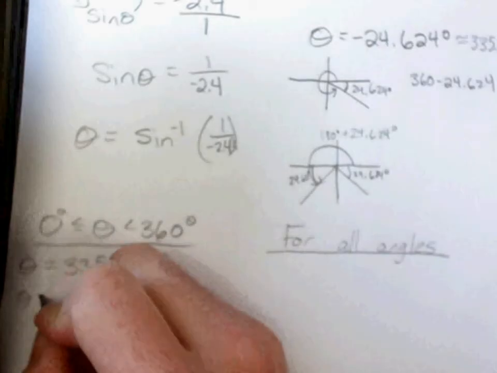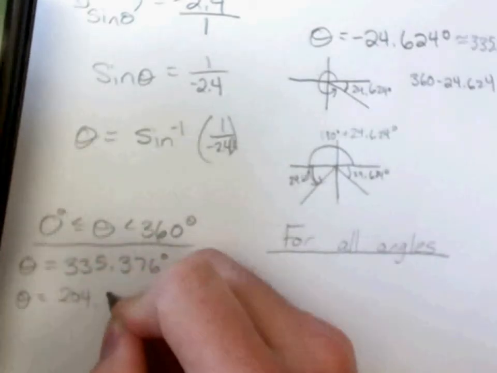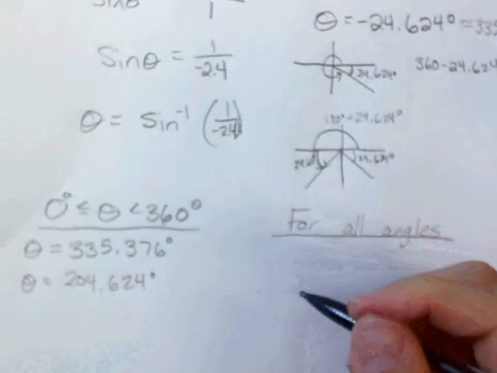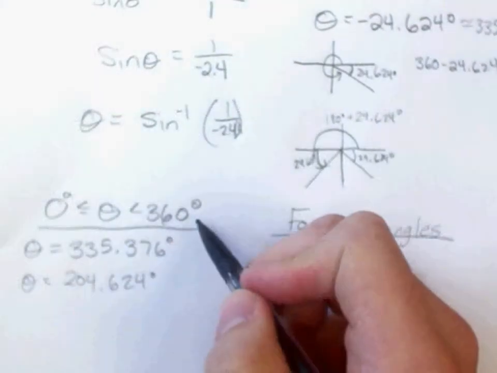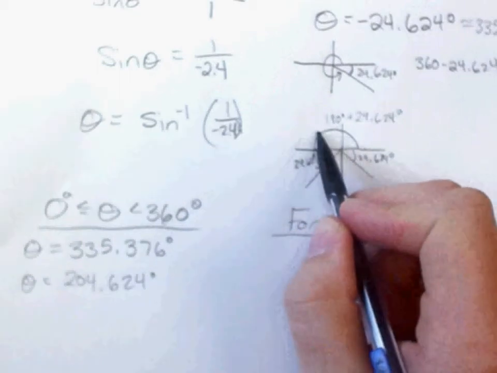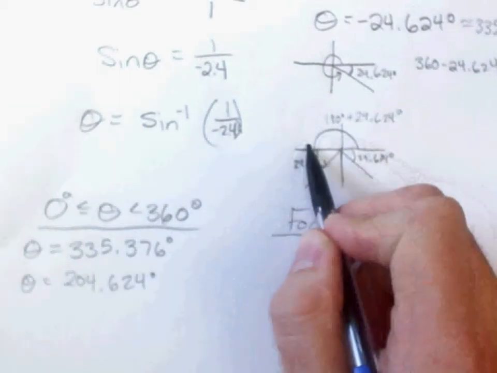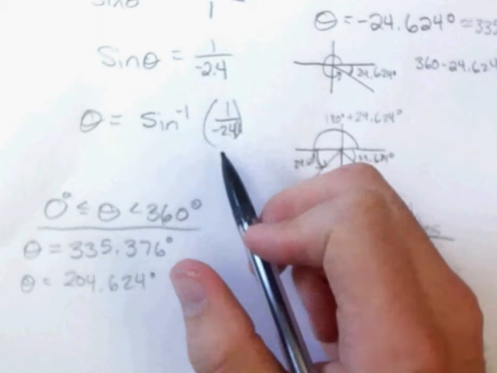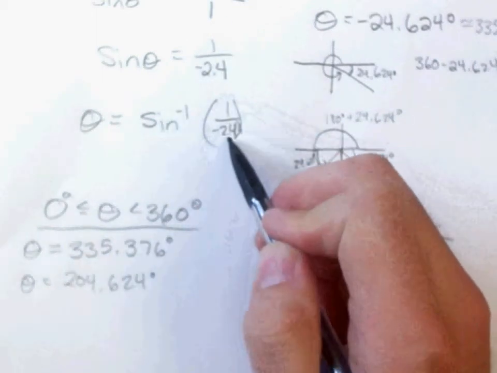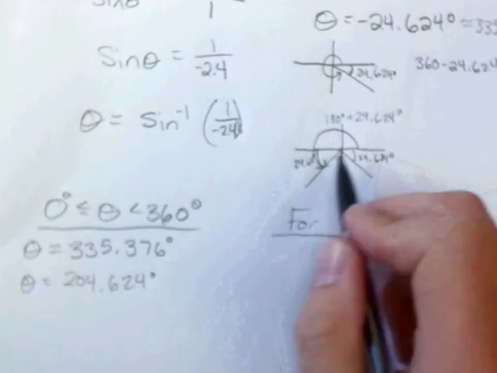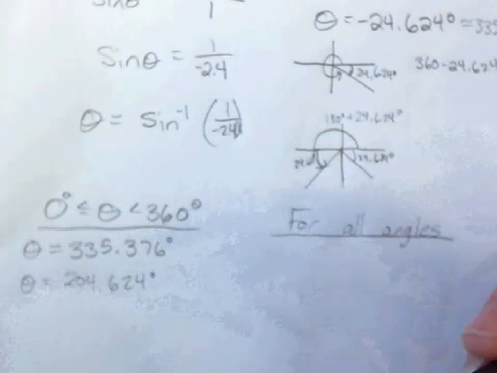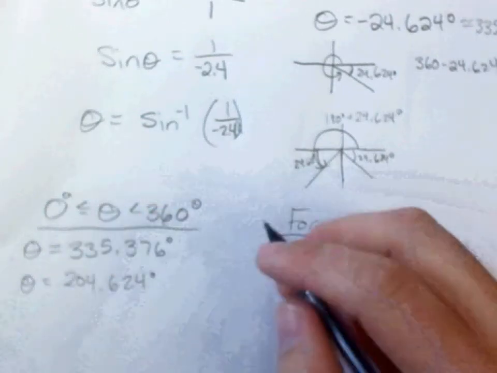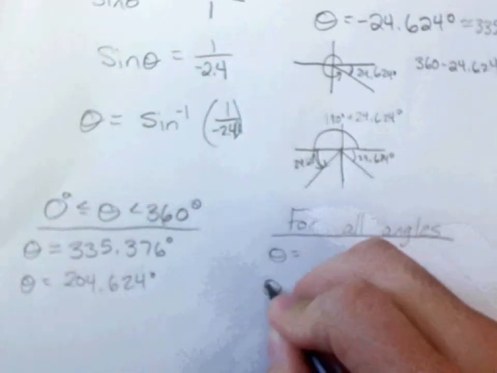So our second angle is 204.624. Now that's for between 0 and 360. And notice that the angles up here can't be solutions because y is positive up here, whereas our y in the problem was negative. Sine being y, we only have negative solutions, which means we need to be in quadrants 3 or 4. To turn 0 to 360 degree solutions to all solutions, we simply need to take into account that there could be more than one revolution.